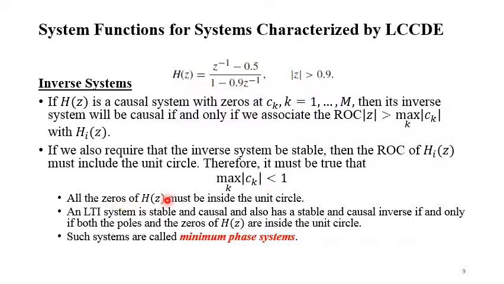All zeros of H(z) must be inside the unit circle. An LTI system is stable and causal, and also has a stable and causal inverse, if and only if the poles and zeros of H(z) are inside the unit circle. So if the system is stable and its inverse is also stable, then such a system is called the minimum phase system, which we'll discuss later.